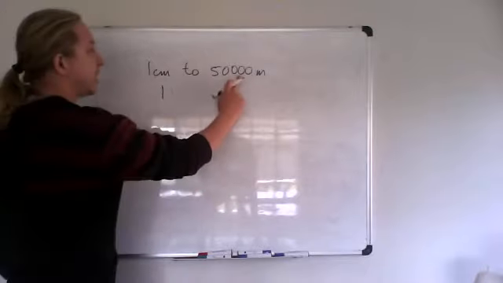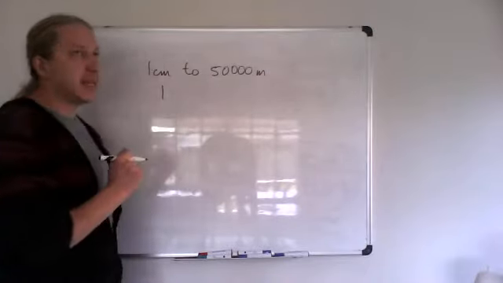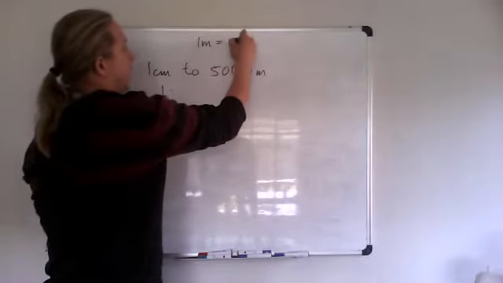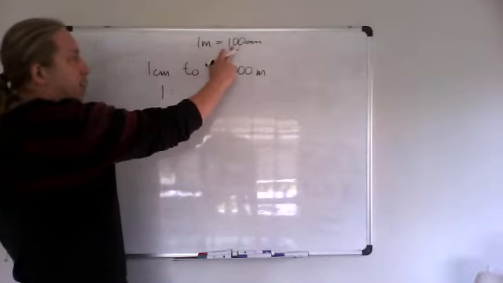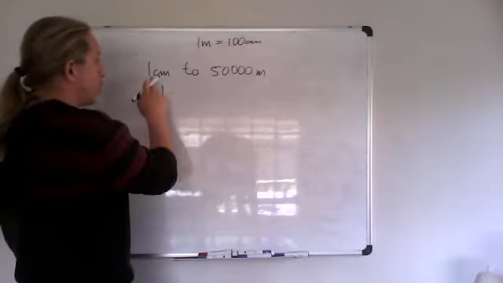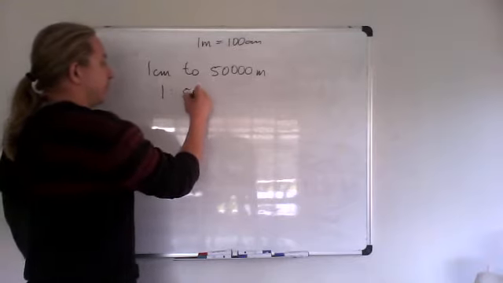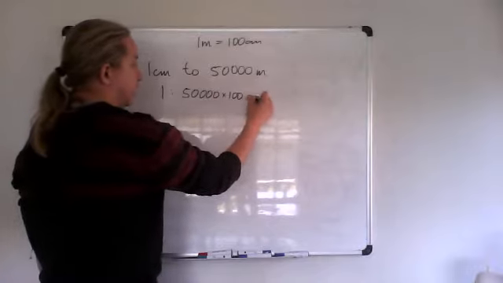So 50,000 meters, we have to convert to the same units. How many centimeters in the meter? Well, 1 meter equals 100 centimeters. So to go from meters to centimeters, we have to multiply by 100. So 1 centimeter on the scale is equivalent to 50,000 multiplied by 100 centimeters.